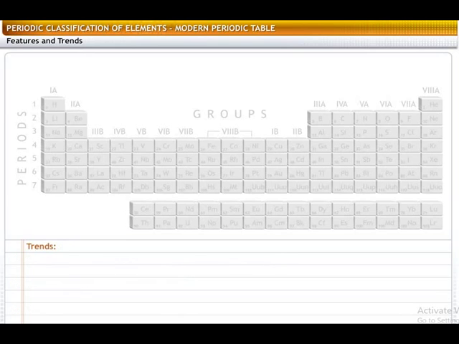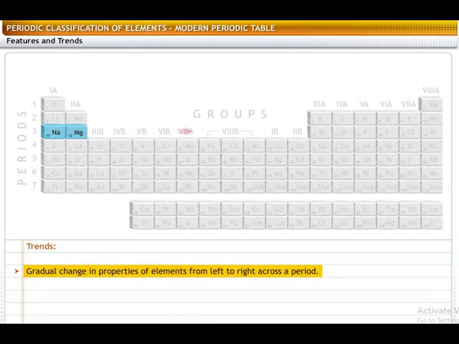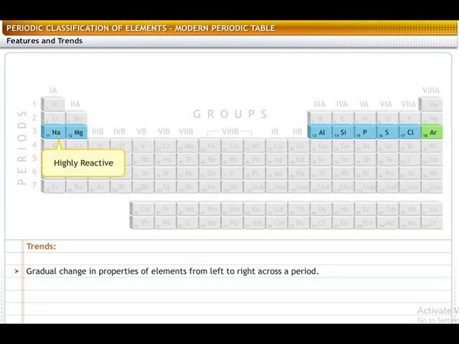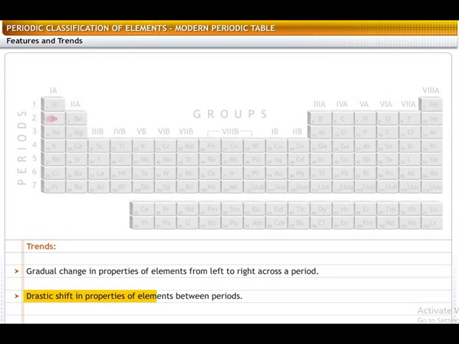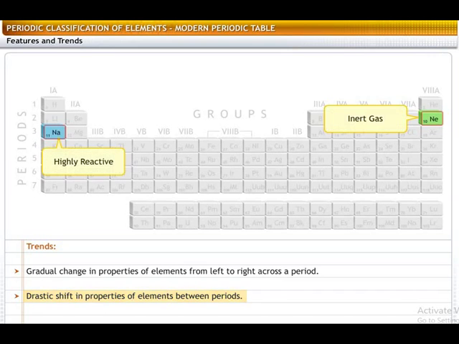Let's look at the basic trends in brief. The properties of elements change gradually from left to right in a period, as an electron is added to the outermost shell. For example, sodium is highly reactive and magnesium is less reactive as compared to sodium. There is a drastic shift in properties between the last element of a period and the first element in the next period. For example, neon is inert, whereas sodium is highly reactive.